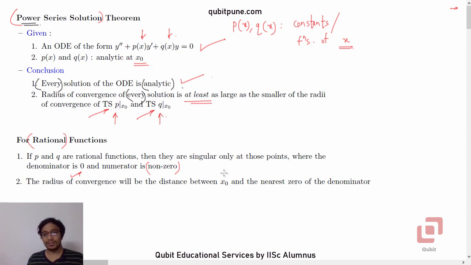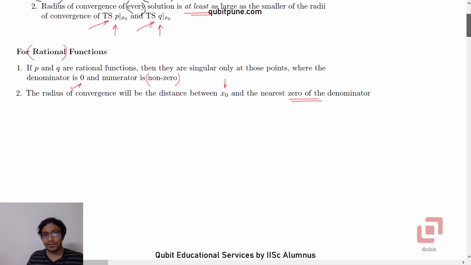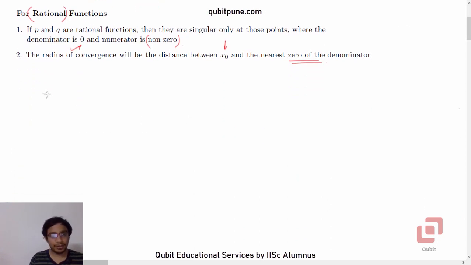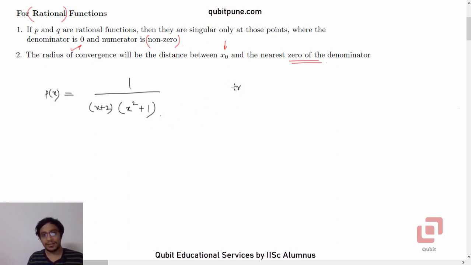It will be the distance between x0 and the nearest 0 of the denominator. Okay, so let me give you an example. Suppose our function p of x is this function 1 upon (x plus 2) into (x squared plus 1). Now clearly this has only one real 0 of the denominator, and that is x equal to -2.